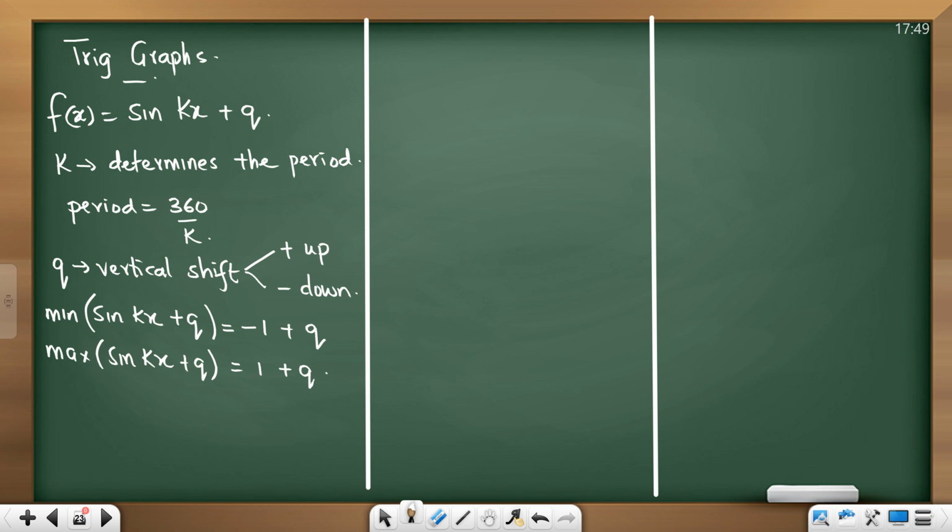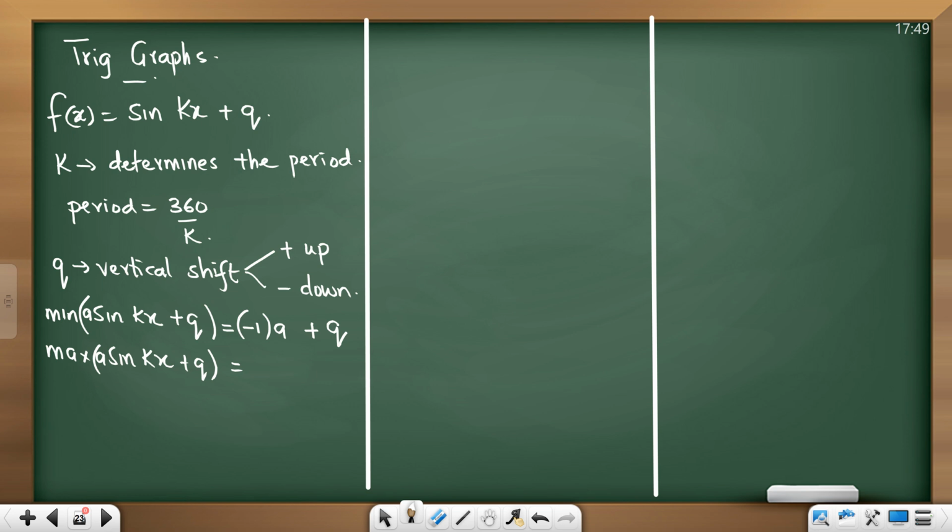Can I change this here? If I have a sine kx, then let me just change this a bit. The minimum would be what? Minus 1 times a plus what? Q. Check. The minimum of a normal sine graph is -1, right? I'm putting an a in front of it.